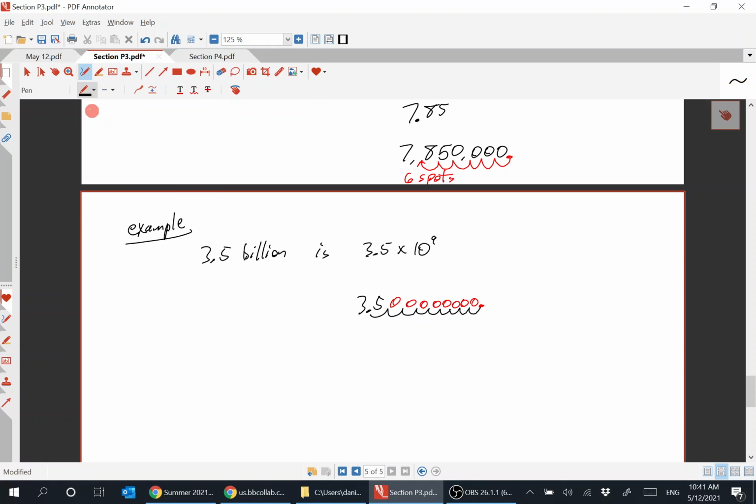So in the end, what do we have? We have 3, 5, 0, 0, 1, 2, 3, 4, 5, 6, 7, 8. And then, block them into chunks of 3, starting from the back, right? And that's 3.5 billion. But looking at this, it's kind of like, well, what's that number? Let me count the zeros, right? It's easier to say 3.5 billion or 3.5 times 10 to the 9.